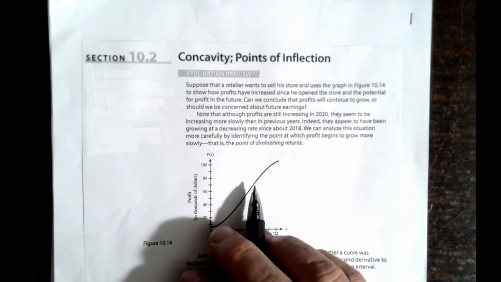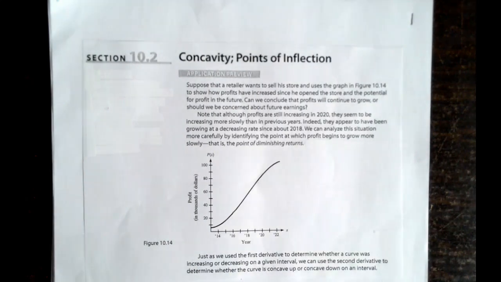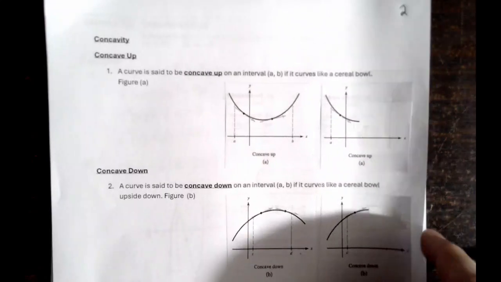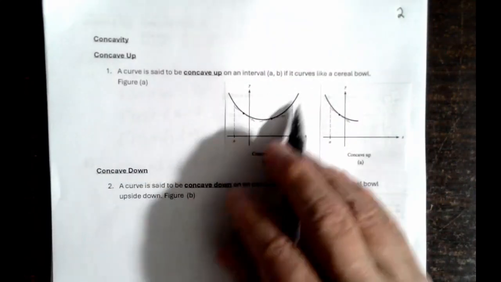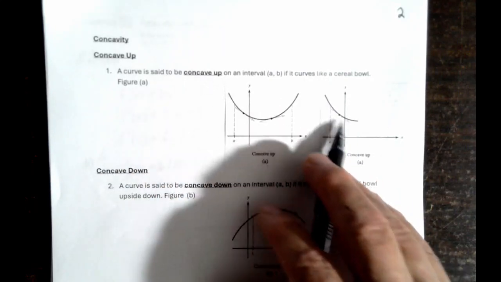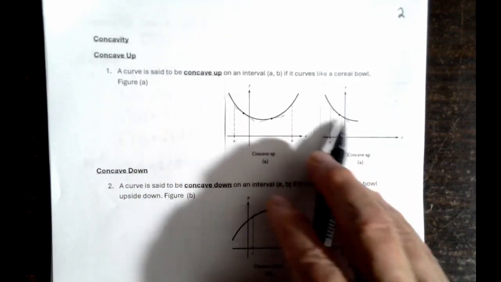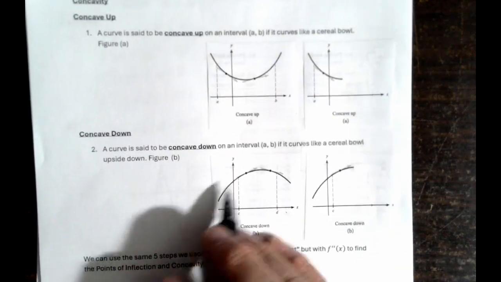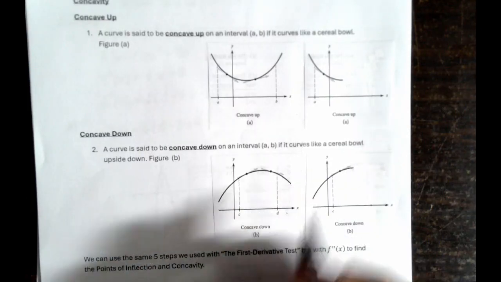And there's a point here that's called the point of inflection. It deals with the change in concavity. We'll talk about that in just a second. Alright, so what does it mean to be concave up? Well, if you think of a bowl of cereal, or just half of a bowl of cereal, this is what concave up means, when it curves in this way. Concave down is when the cereal bowl is upside down, or half of a cereal bowl, that sort of thing.